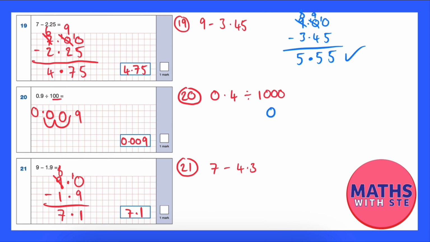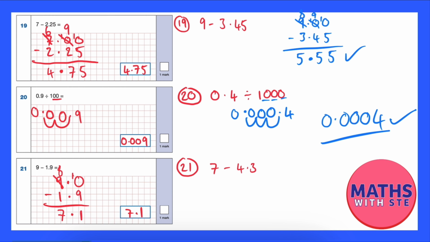Okay, 0.4 divided by 1,000. So I go 0.4. And 1,000, 1, 2, 3 zeros. So I'm going to go 1, 2, 3. Put the point in, and I'm going to put 2 zeros in those missing troughs there, and that's there. So that's going to be 0.0004. Okay, that's that one done.